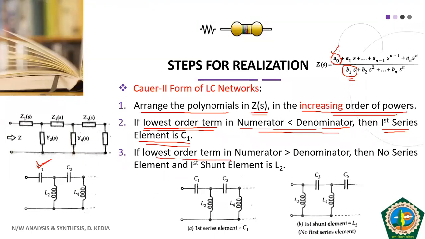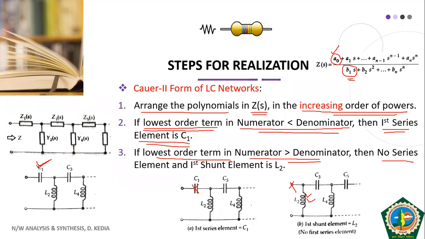Whereas if the lowest order term in numerator, the power of lowest order, is higher than denominator, then there will be no series element. Means this series element will go away and we will have only the inductor element present. So series capacitor is not present here. So I think you are now able to correlate clearly this Cauer 2 form with your Cauer 1 form. More or less similar things, only there is a bit of difference in the procedure of the synthesis of this Cauer 2 form of LC network.